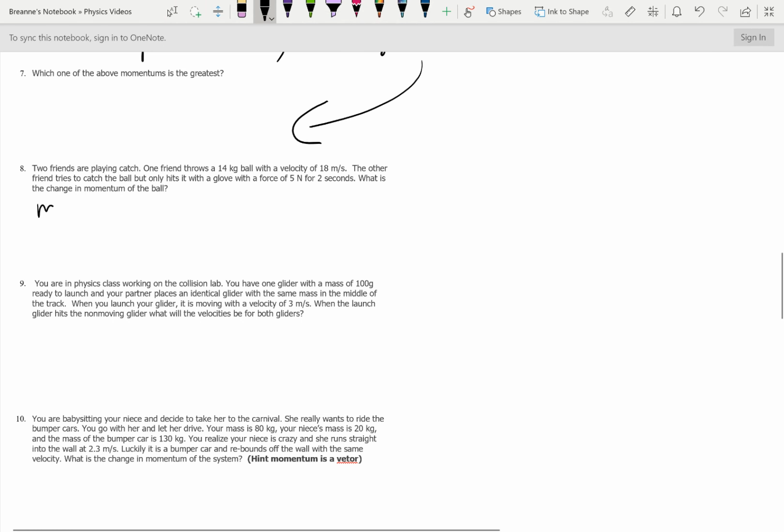So let's figure out. We have the mass of the ball, which is 14 kilograms. We have the initial velocity of the ball, which is 18 meters per second. We have the force on the ball, which is 5 newtons, and the time, which is 2 seconds. And we're looking for the change in momentum. So we know that change in momentum equals mass times change in velocity. But we don't know our final velocity, so we can't use that one.